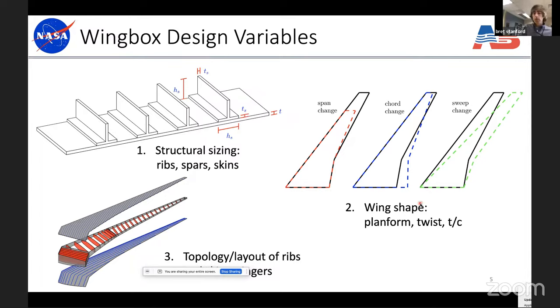The second category is wing shape. So this would ask questions like, how long should the wing be? How fat should it be? How much sweep should there be? Taper, camber, twist? Should it be a shallow wing box? Should it be a deep wing box? And so on and so forth. So these would be wing shape variables. And then the final category is the topological layout of the ribs and spars and stringers.